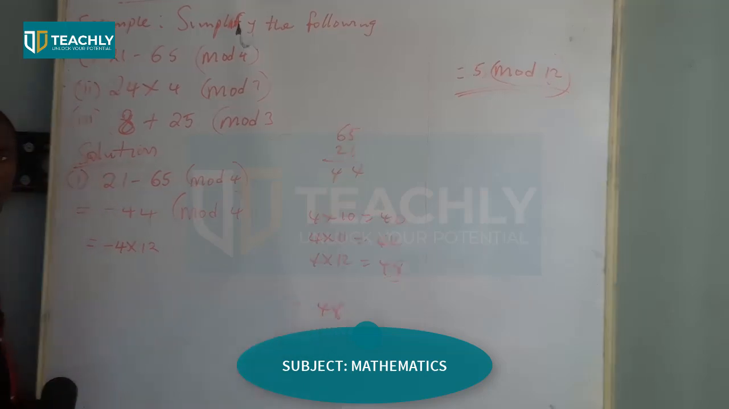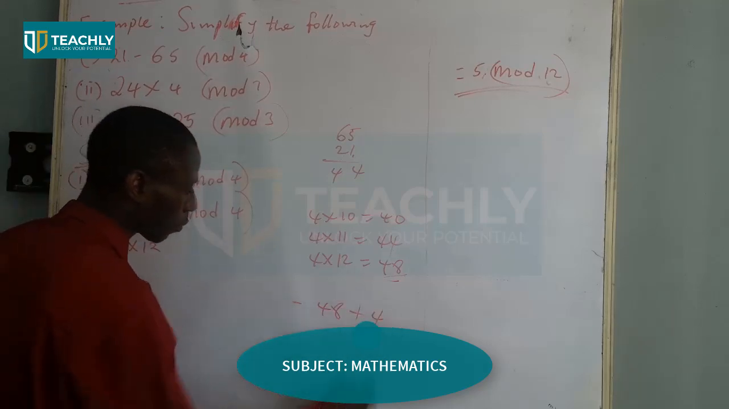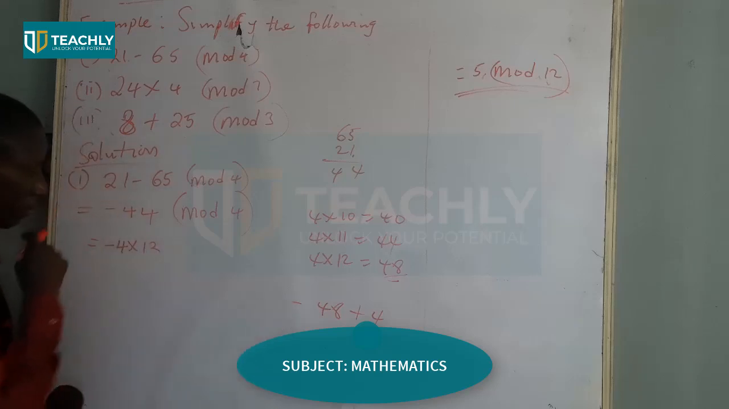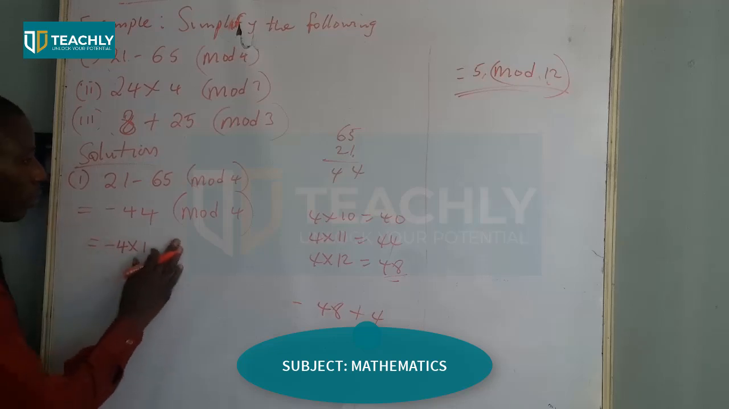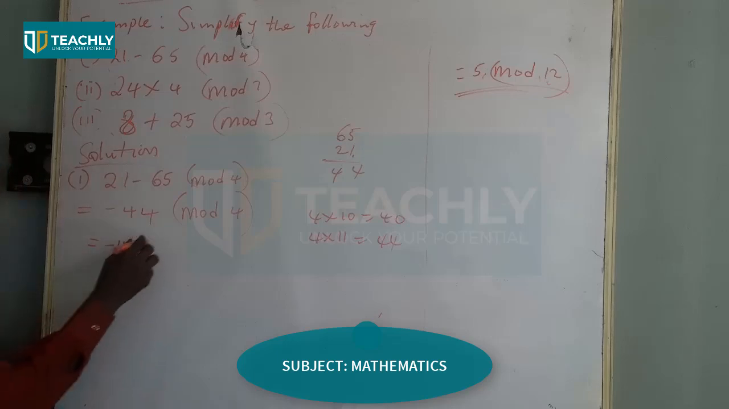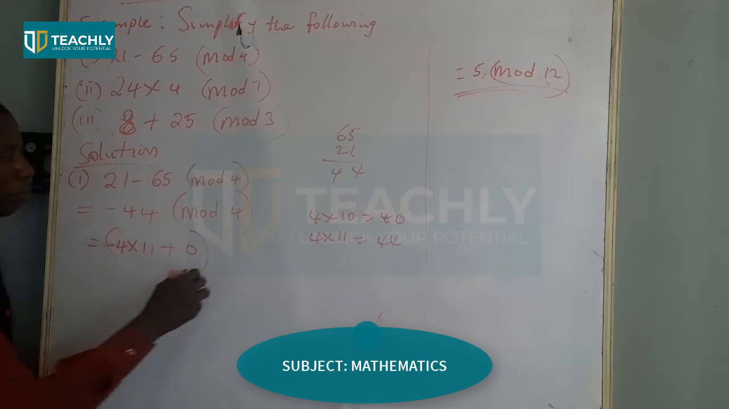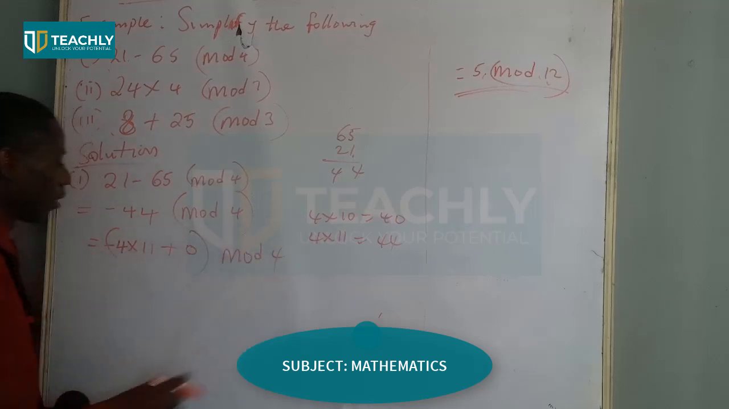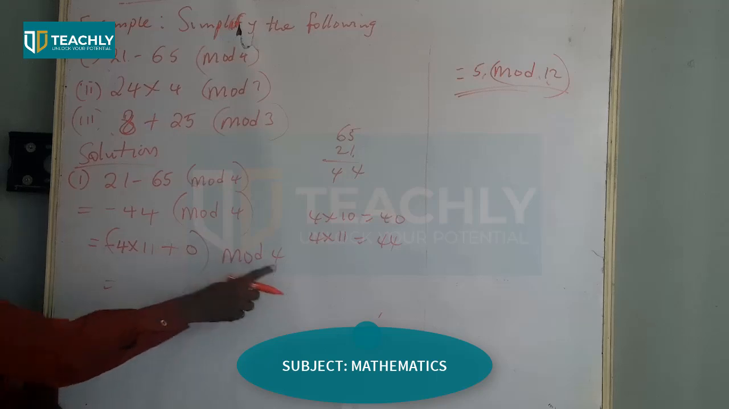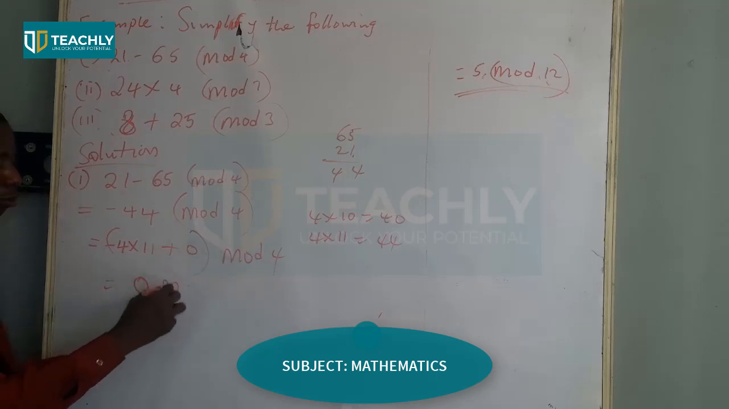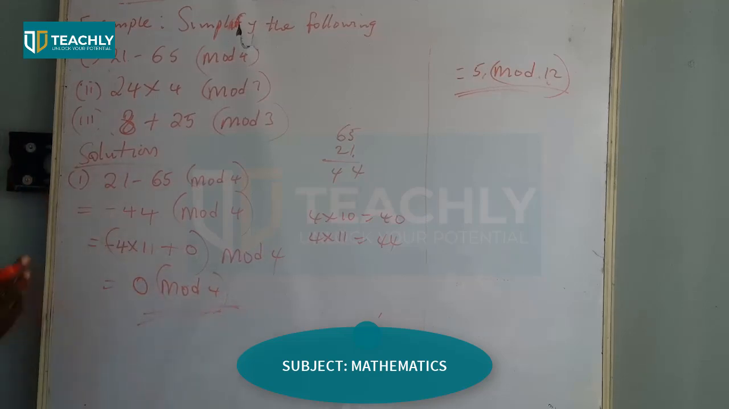What can I add to minus 48 to give me minus 44? I can add 4. Okay, let me use 11 instead. I can say minus 4 times 11, so it will be minus 44 plus 0 in modulo 4. So here, 0 is my remainder. So our answer is going to be 0 modulo 4. So if you have to simplify, our answer is 0 modulo 4.